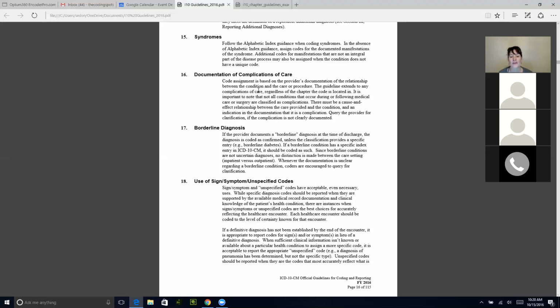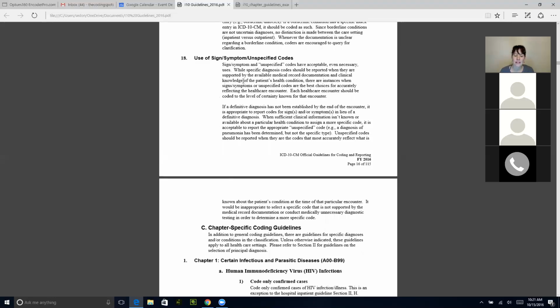Since borderline conditions are not uncertain diagnoses, no distinction can be made between the care settings, whether they are inpatient versus outpatient. Whenever the documentation is unclear regarding borderline conditions, coders are encouraged to query for clarification. Of course, this applies if you're working in a coding setting where you can get clarification and query a provider. Lots of coders don't even work necessarily for the provider, so they wouldn't be able to do that. If there's ever any doubt of whether you should code something or not, just don't code it.